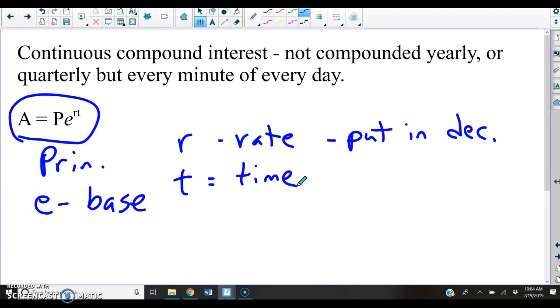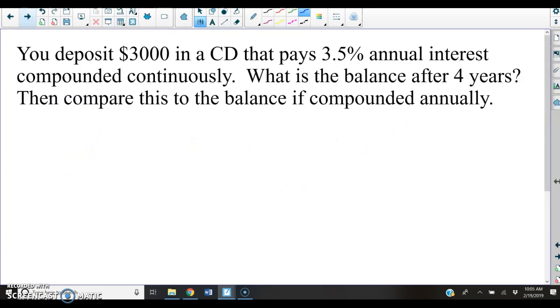So it's compounded every minute of every day. But we know that they aren't going to count the minutes you put it in. They're going to round it to the nearest whatever, probably day. So if you deposit $3,000, there's your P, into a CD that pays an annual 3.5% interest rate, there's your rate, compounded continuously, what's the balance after 4 years?